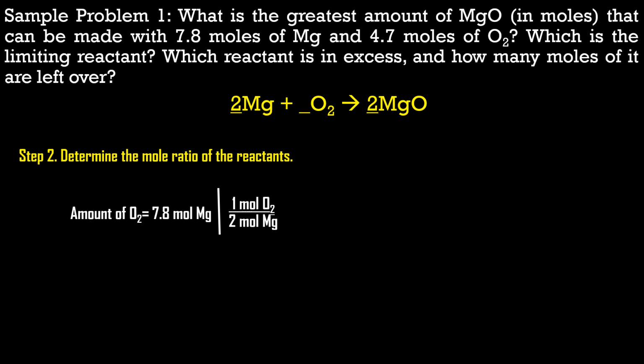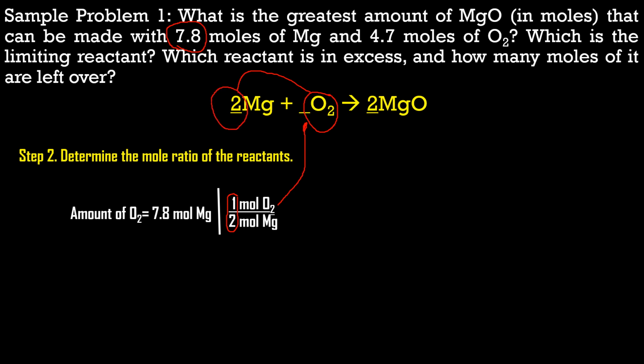Where did I get the 7.8 moles of magnesium? The moles of magnesium is actually indicated in the given problem. We have here 7.8 moles. How about the 1 mole of oxygen and the 2 moles of magnesium? We will be using the balanced chemical equation. As you can see, for every 1 mole of oxygen gas, we have 2 moles of magnesium.